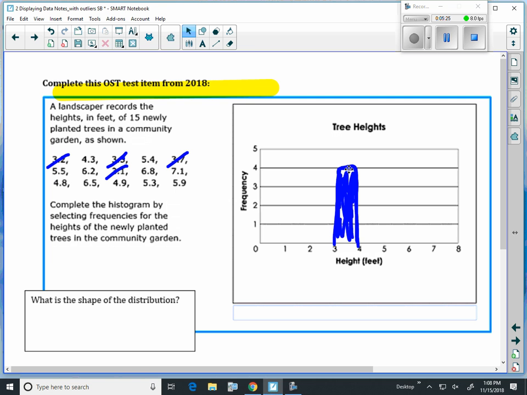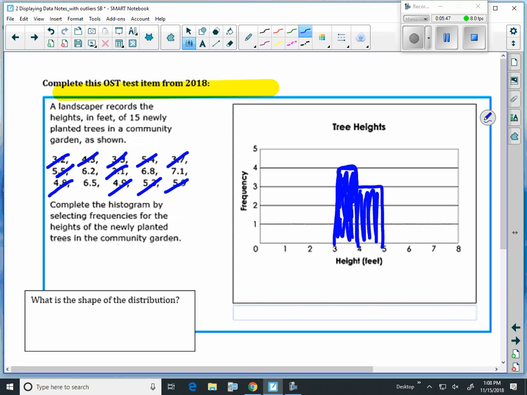So how many are between 4 and 5? 4.3, 4.8, 4.9. 3 of them. Yeah. How many go from 5 to 6? 1, 2, 3, 4.